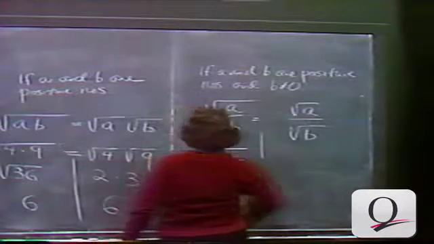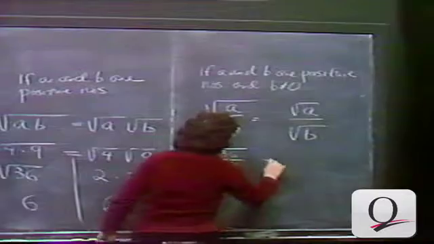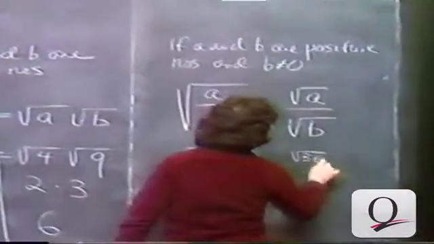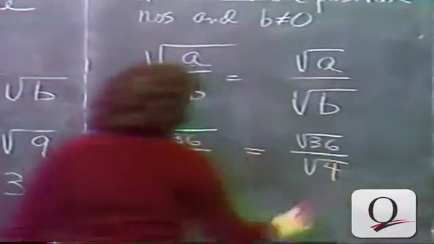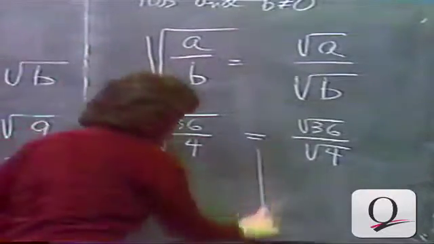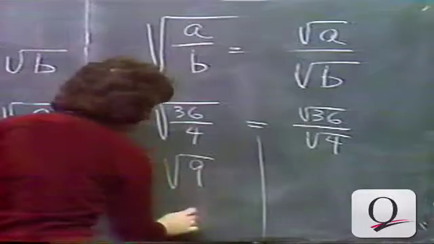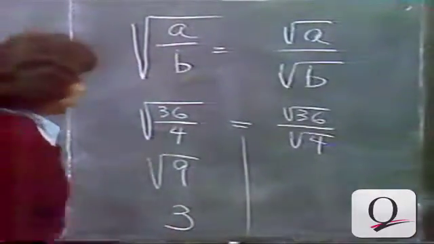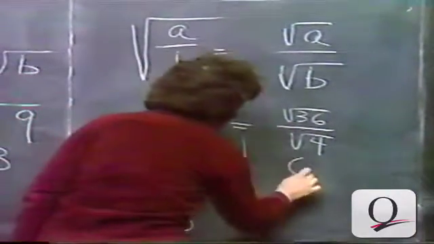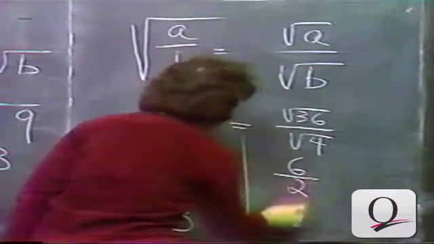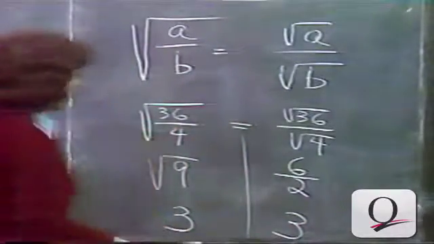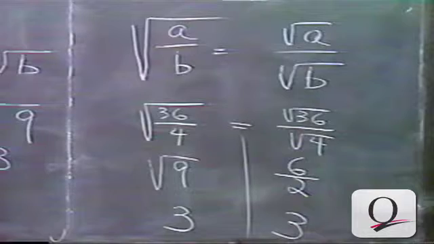I want to show you that we do get the square root of 36 divided by the square root of 4. Working this out, 36 over 4, of course, is 9. The square root of 9 gives you 3. Over here, the square root of 36 is 6. The square root of 4 is 2. 6 divided by 2 is also 3. So apparently, it does work in this example.